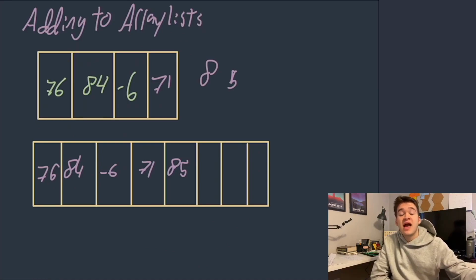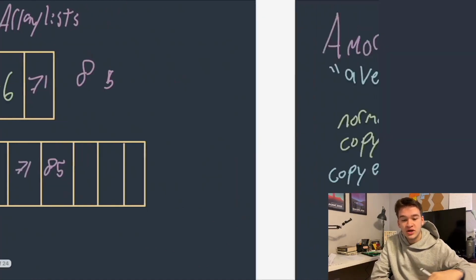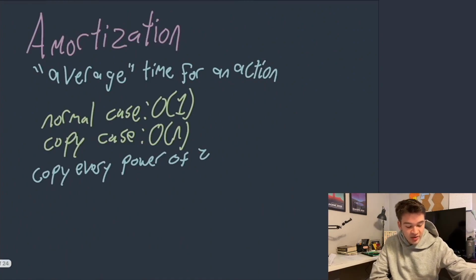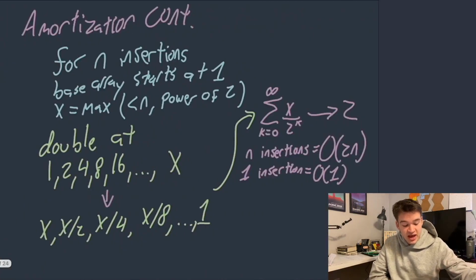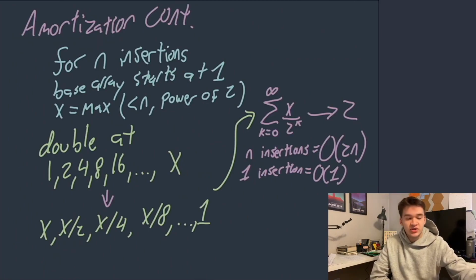Let's talk about the actual math of why this is still O of 1. When we are talking about amortization, we have our normal case of insertion, which is when we don't need to grow our array, and that takes O of 1 time. And then we have our copy case, which is going to take O of n time because we need to copy over the entire array, and we copy over at every power of 2. So if we look at the actual math of this, we can break this down to what if we were doing n insertions, right?